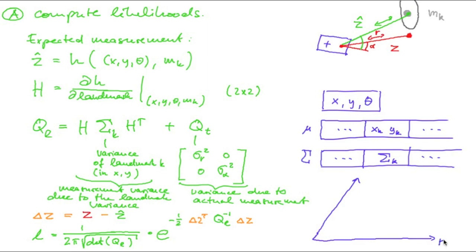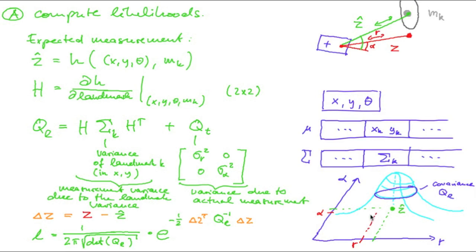So if this is our range and our bearing angle, then C hat is our expected measurement, and using C hat as the center and Q_L as the covariance, we define this Gaussian distribution. So this here is the 1 sigma error ellipse given by the covariance Q_L. And now we want to know the probability of our actual measurement of the range R and the bearing angle alpha. And so we'll grab this value here, and this is the likelihood that we will return here. And so this is our measurement C, and this is delta C.